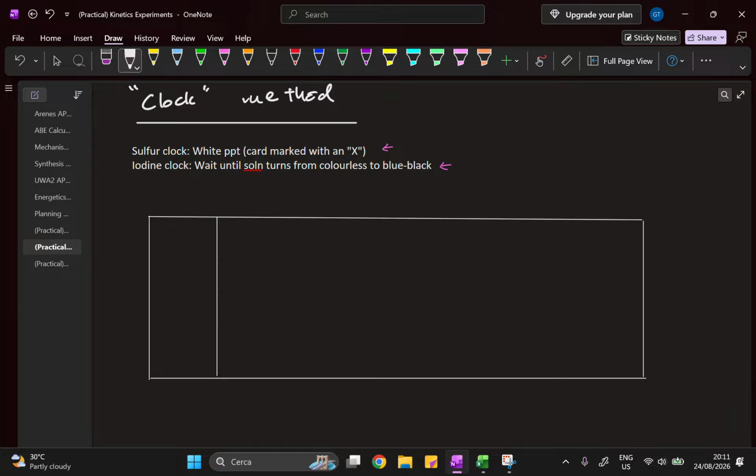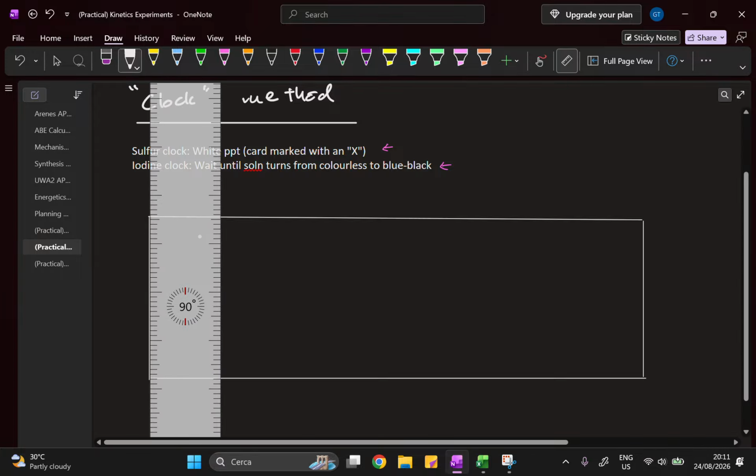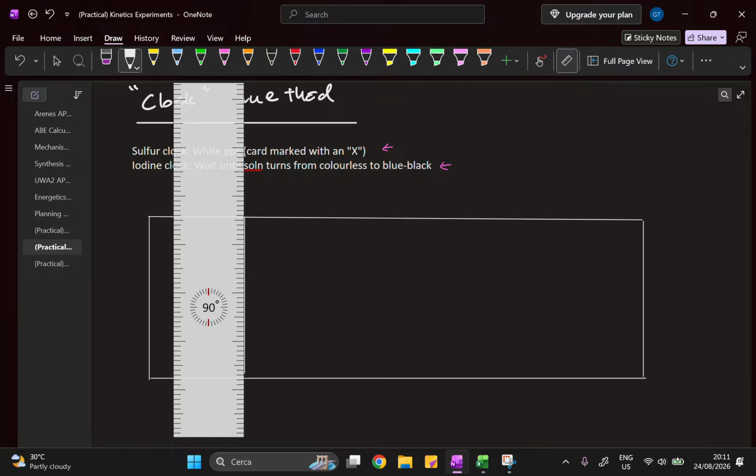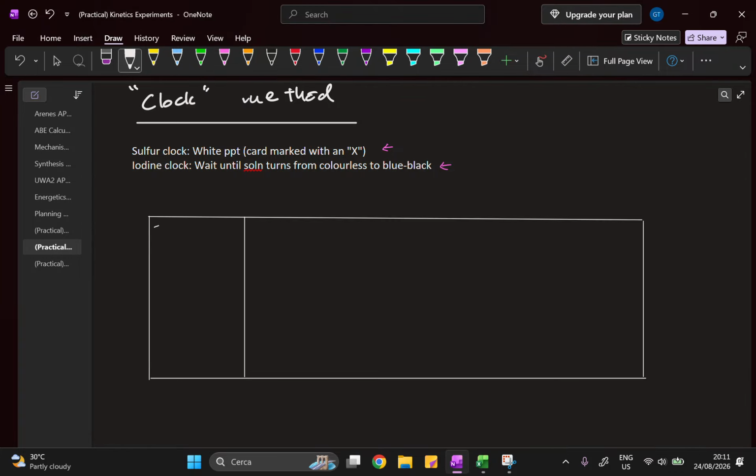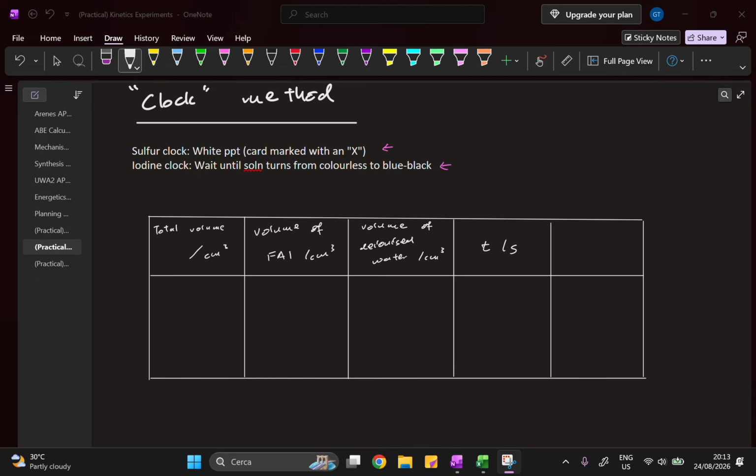Let me move that a bit. Yeah, always have a column that says total volume. Even though the total volume is constant, you might think that it's redundant. You should always have a column that says total volume slash cm cube. Okay, and then basically the rest of the table should look something like this. So this is what the table should look like.